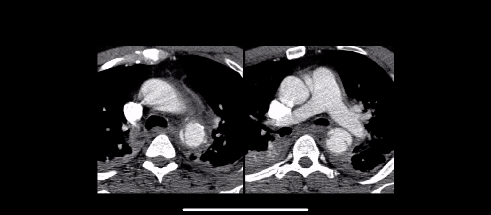Different patient. Couple of images here. A small amount of mediastinal hematoma in a periaortic distribution. We see an intimal flap and a classic pseudoaneurysm indicating traumatic aortic injury.